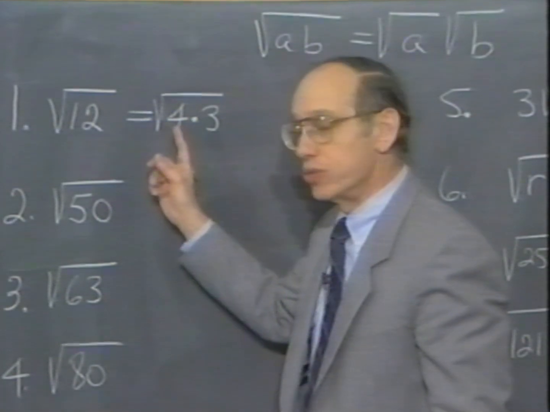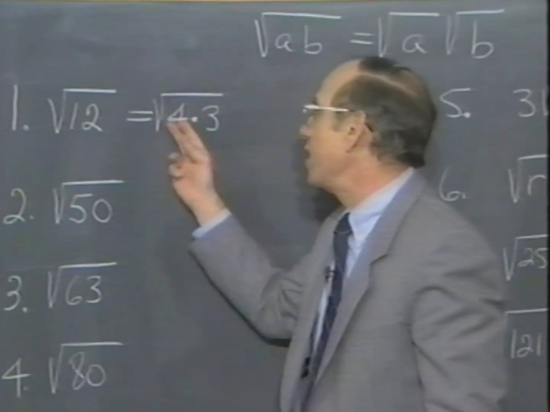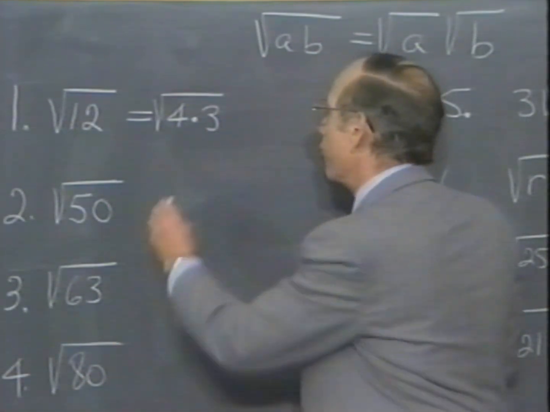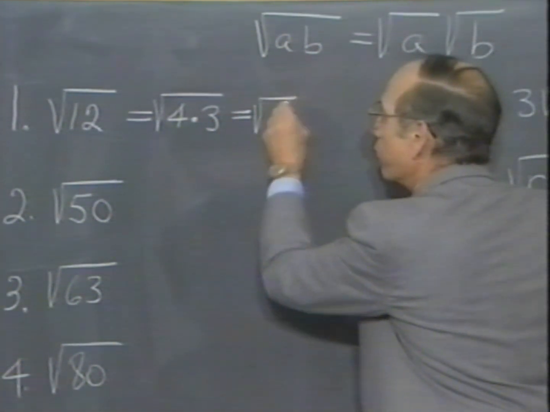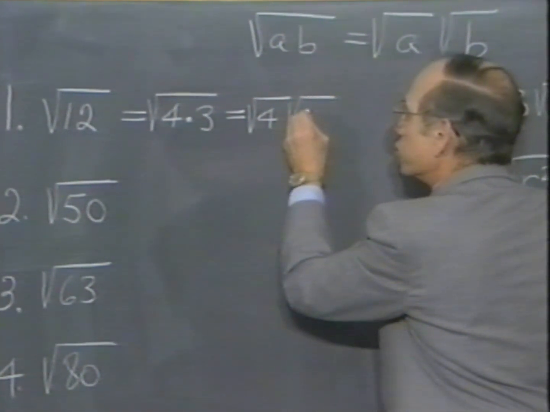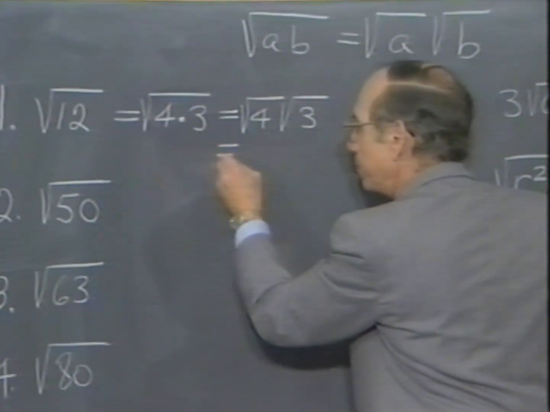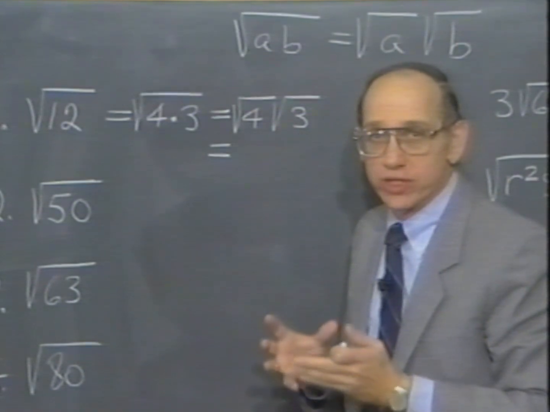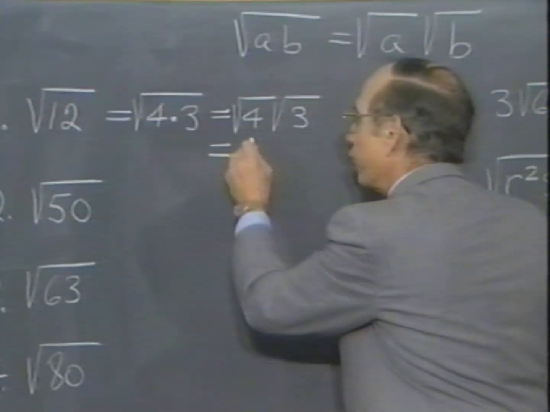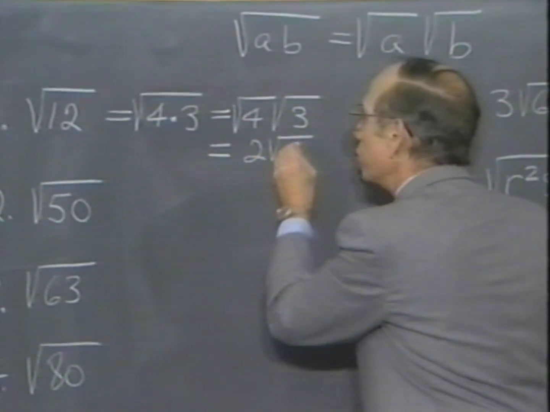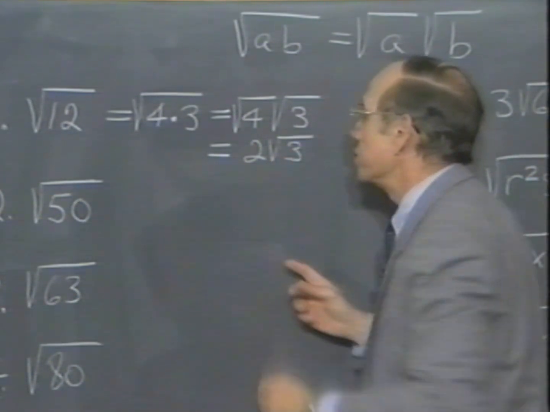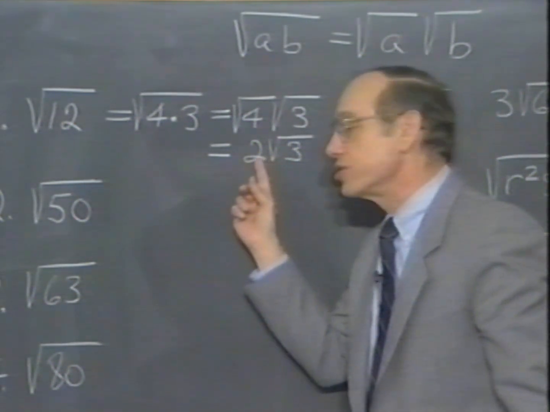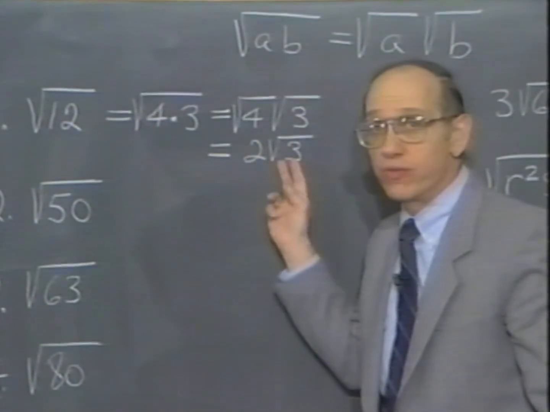Now we use the rule that says the square root of a times b is the square root of a times the square root of b. So that's the square root of 4 times the square root of 3. The square root of 4, we know because 4 is a perfect square. So the square root of 4 is 2. So this is 2 times the square root of 3. Notice, this is multiplication. The two things are next to one another. It's understood that's 2 times the square root of 3.